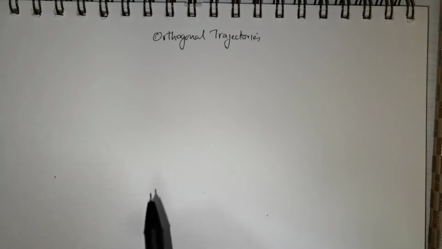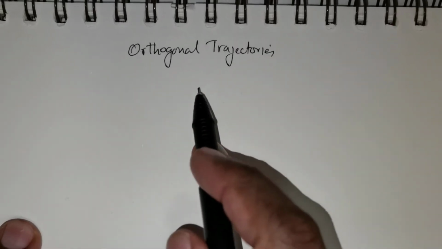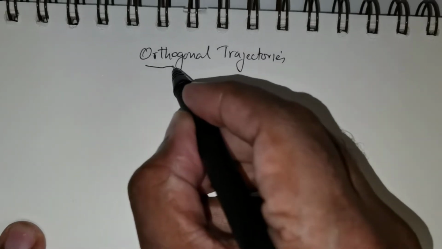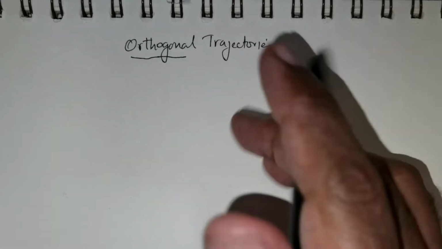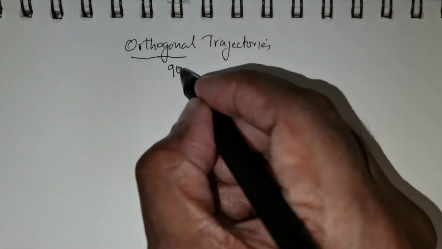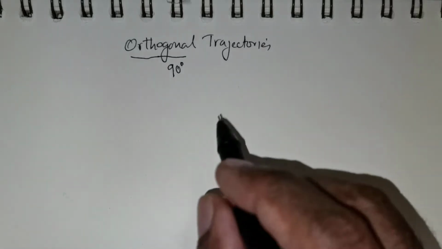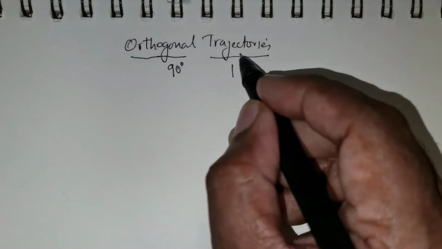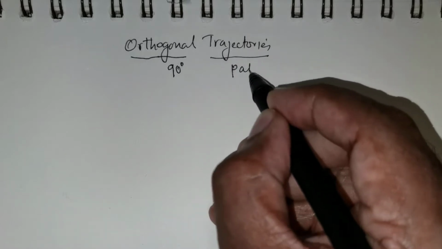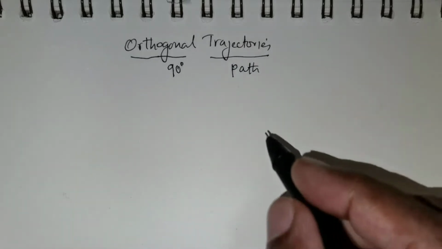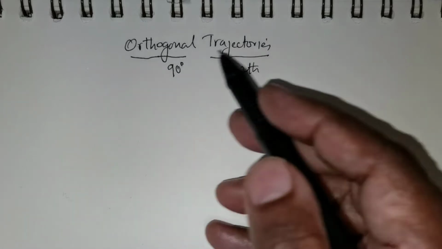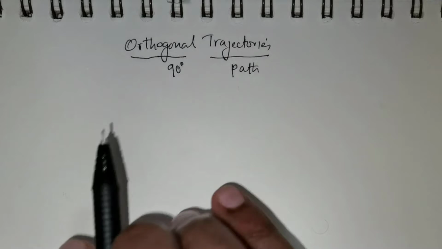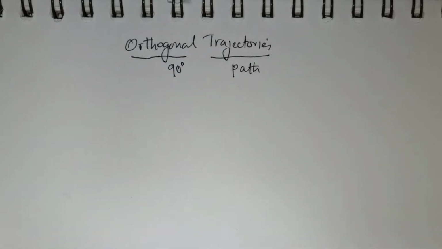Welcome students, in this class we will be learning about orthogonal trajectories. Whenever you see the word orthogonal, it means there is an intersection taking place at 90 degrees. Trajectories is the mathematical equivalent of the word path. So we are talking about curves which are intersecting at 90 degrees. That is the simplest way to explain this topic.